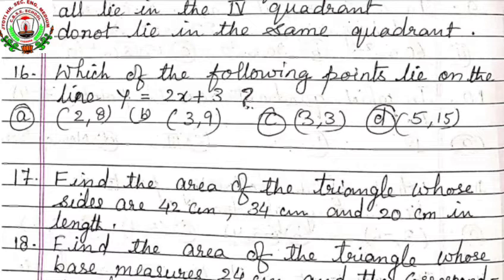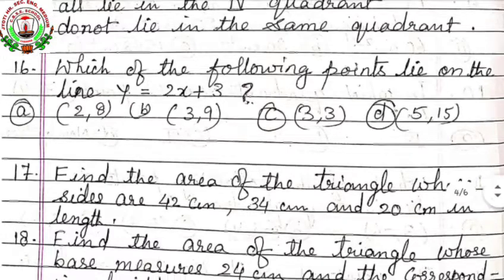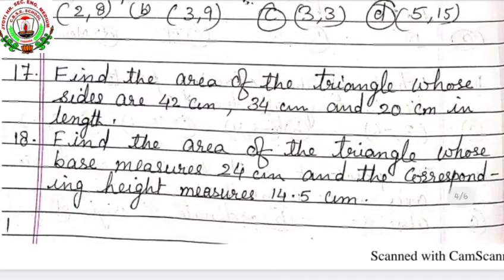From these options, put the values for x and y and check which one is suitable for it. Okay. Then 17th question, find the area of a triangle whose sides are 42 cm, 34 cm and 20 cm in length. Means 3 sides are given. So use Heron's formula to get the area of a triangle.